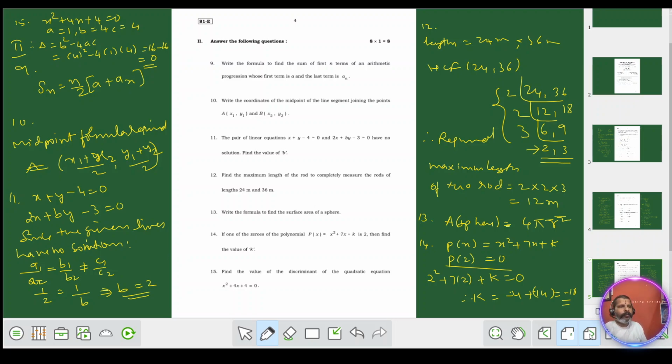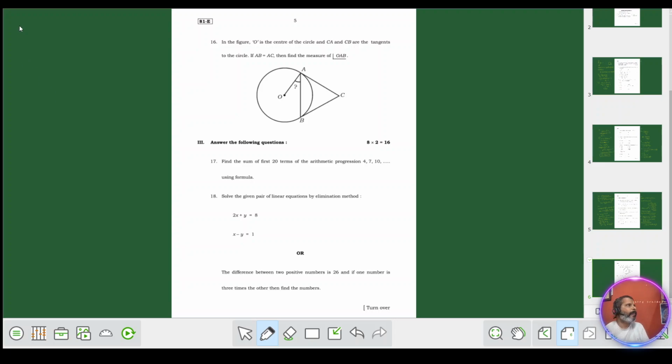The last question in the 1 mark part, we'll see that. 16th one. In the figure, O is the center of the circle. AC and CB are the two tangents to the circle. If AB is equal to AC, just notice the figure. You draw the figure, okay. I'm not drawing here. Since they have given AB equal to AC, just watch out what are AB and AC. AB is a chord, AC is one of the tangents from C. Okay, it's a very tricky question.